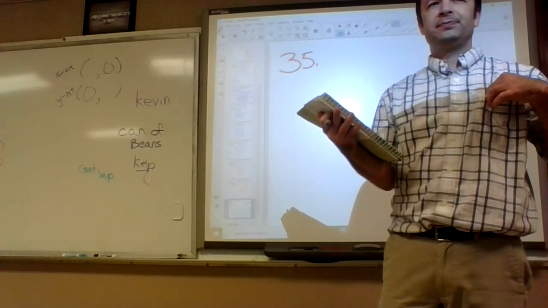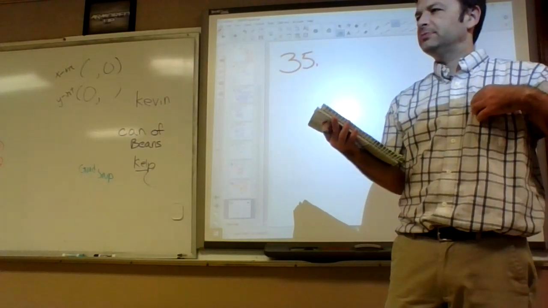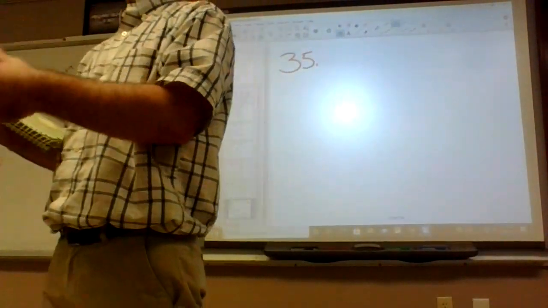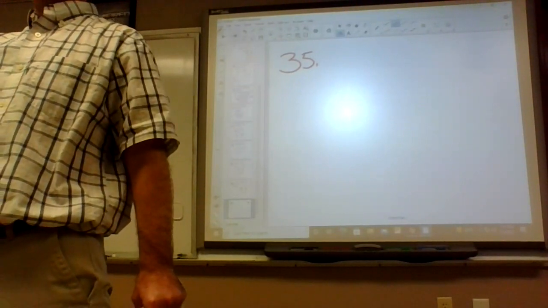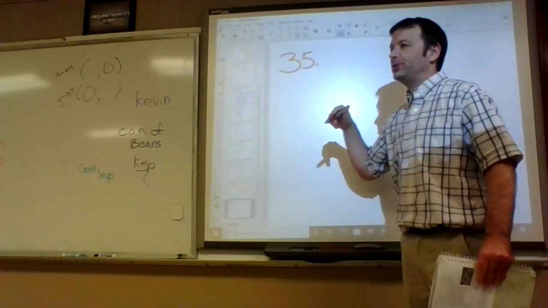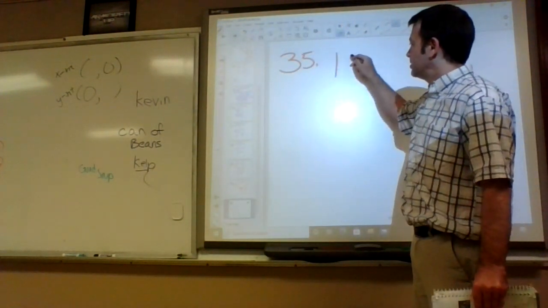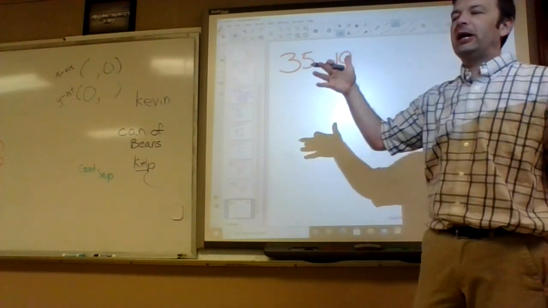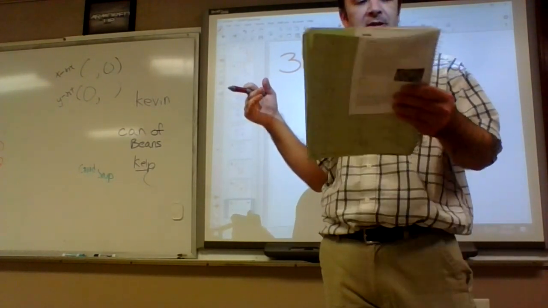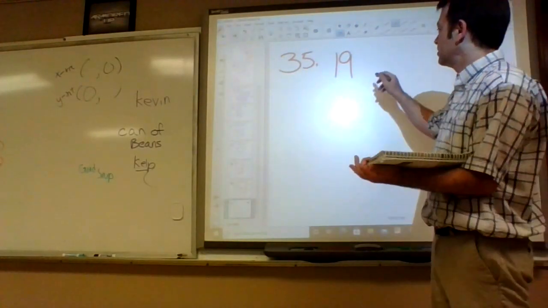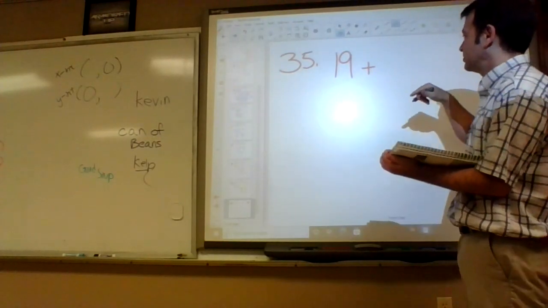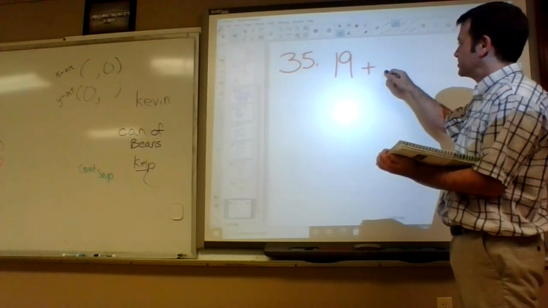Anybody have an idea for this one? I nominate Forrest. Forrest is smart. All these are pretty much the same. So how much is he going to pay this month? How do we represent that? Well, we know for sure he's going to pay $19. Every month he has to pay $19. On top of that, what else does he have to pay? 5 cents per minute. So how am I going to write 5 cents per minute?